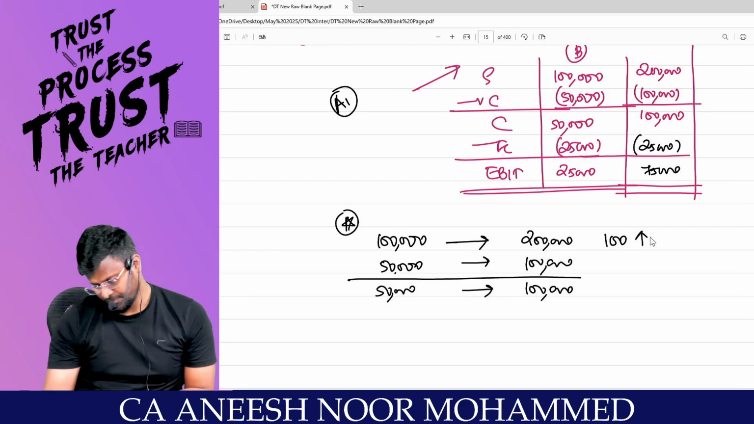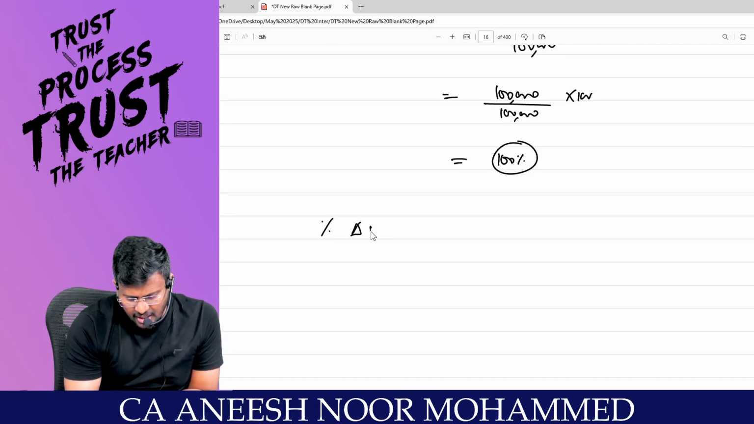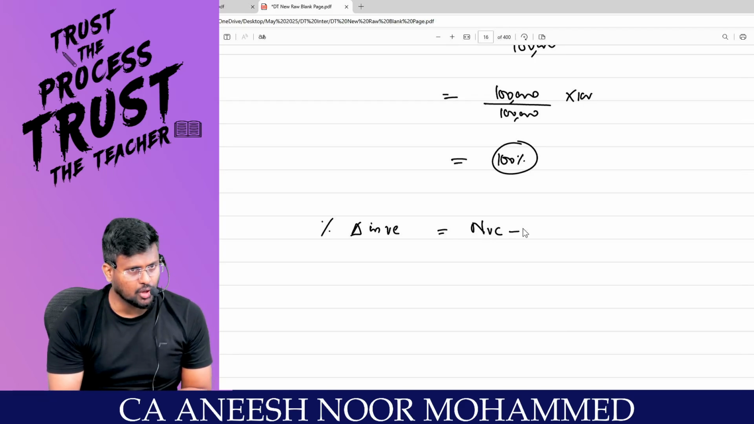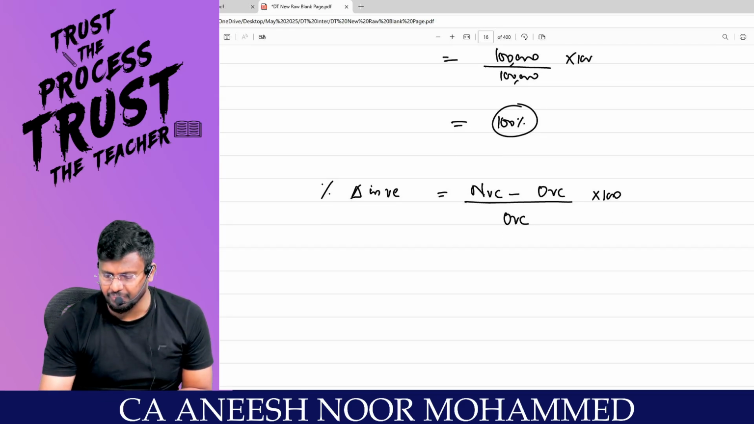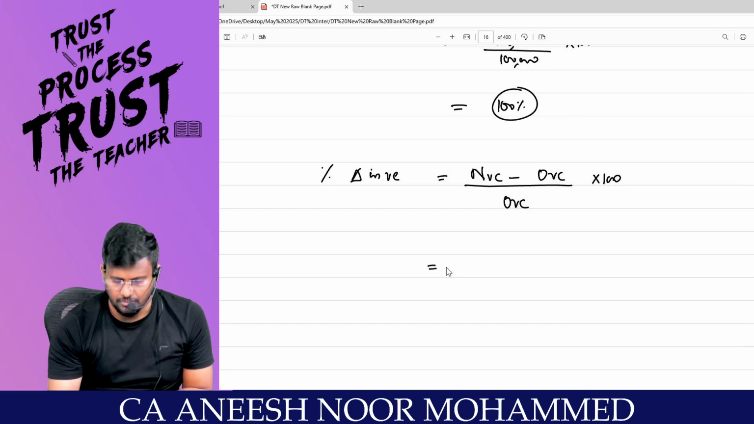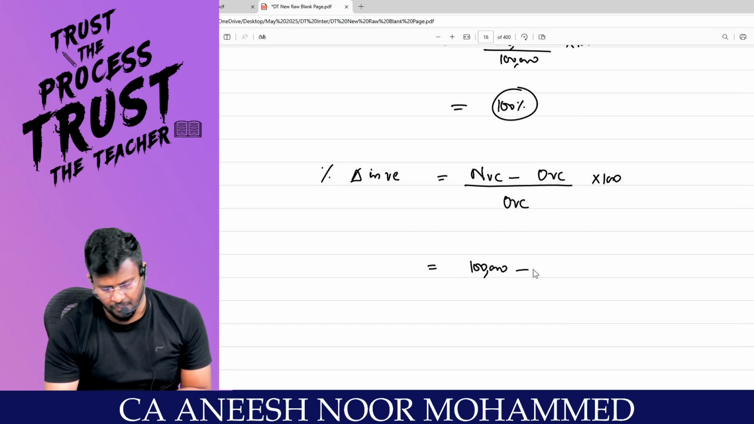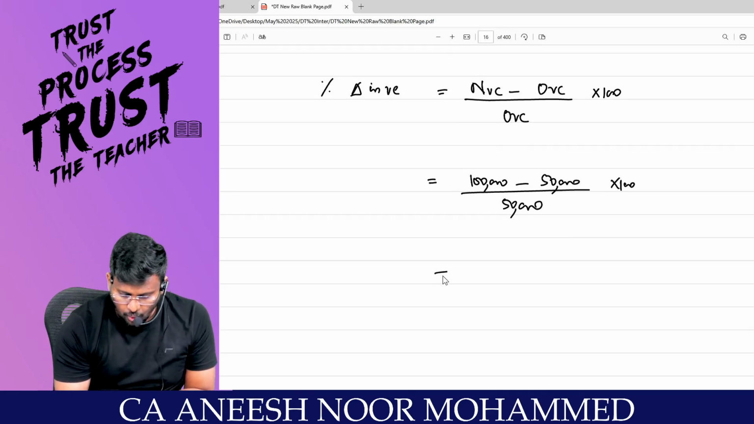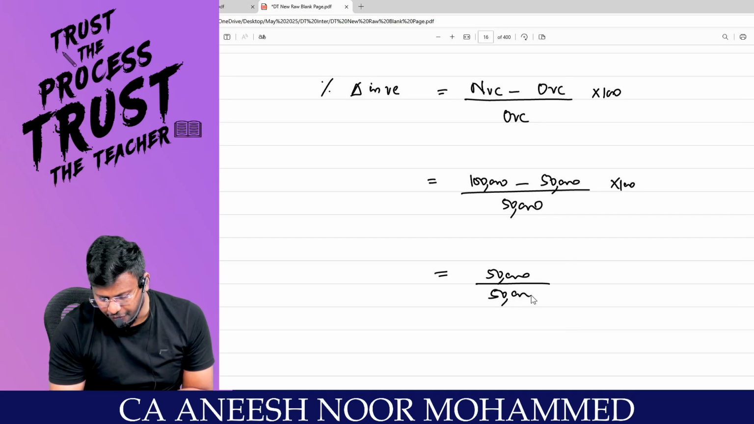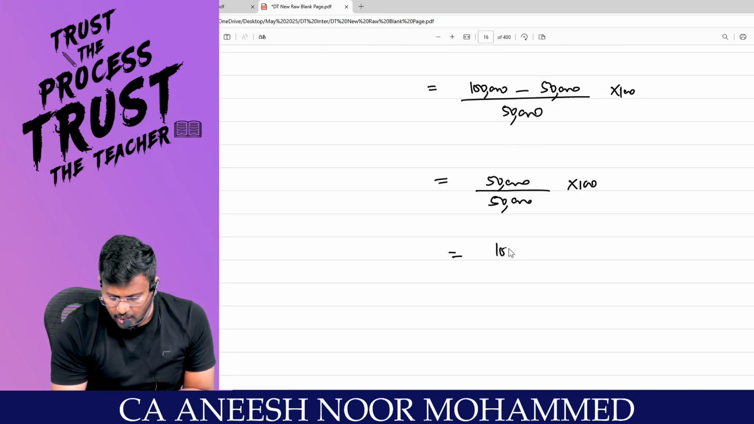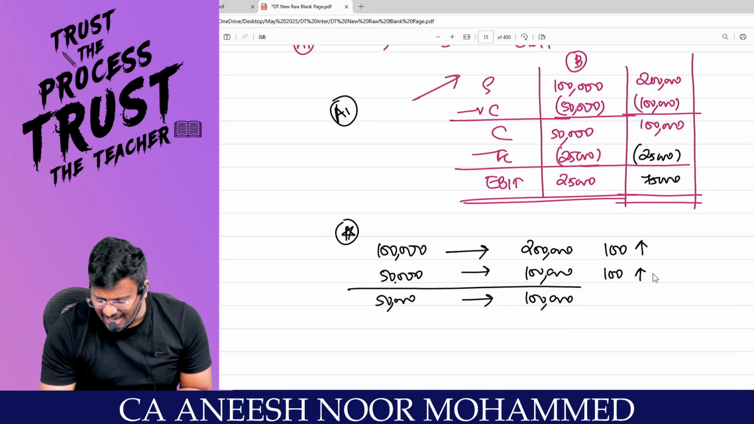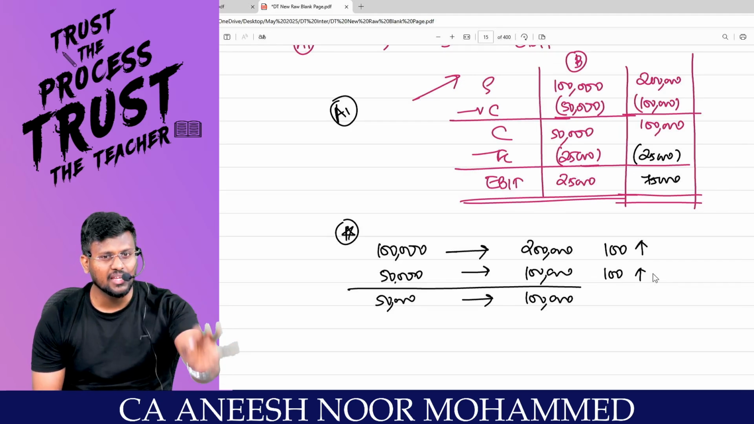Good analysis. They are saying percentage change in variable cost. Percentage change in variable cost is equal to new variable cost minus old variable cost divided by old variable cost into 100. Comfortable? What is the new variable cost? 1 lakh minus old variable cost 50,000 divided by old variable cost 50,000 into 100. 50,000 divided by 50,000 into 100 is equal to 100 percentage. Getting it? This subject made a fantastic analysis that variable cost increased by 100 percentage.